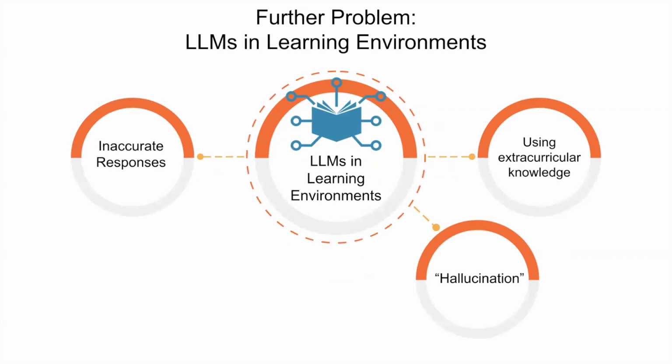Accuracy concerns. LLMs sometimes produce misleading or outright incorrect information. Hallucinations. There are instances where LLMs create false answers or cite non-existent sources. Extracurricular knowledge. LLMs draw on concepts beyond what students have learned in the course.